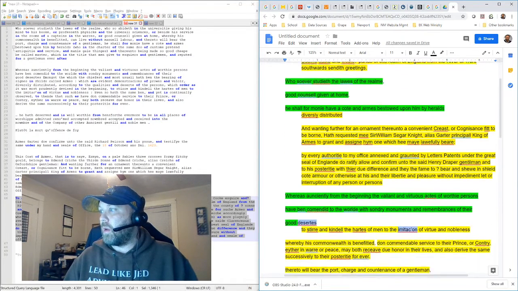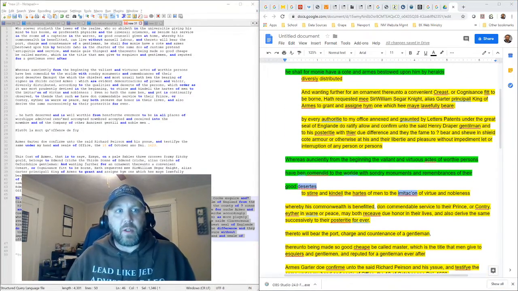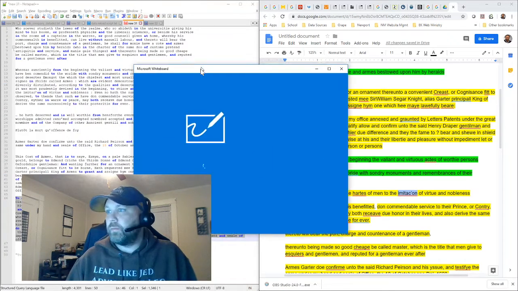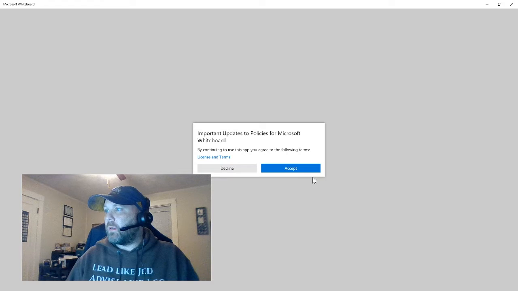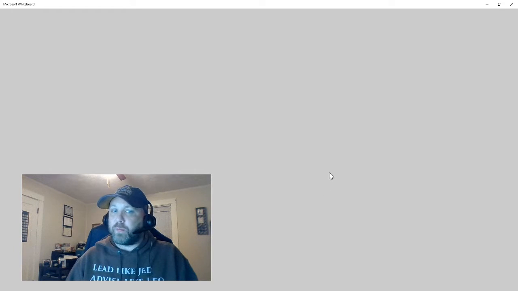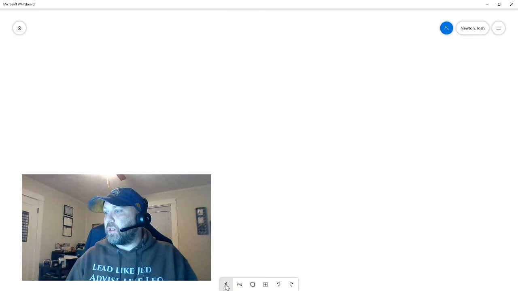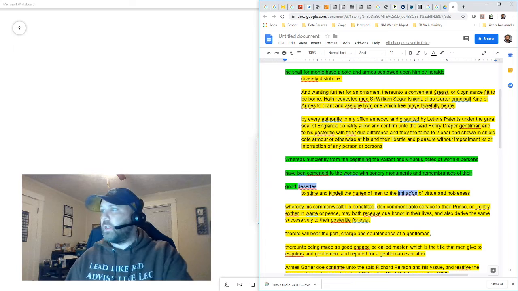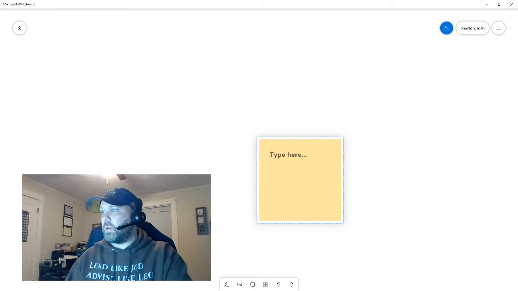So I've used some whiteboard type tools before. So for example, yeah, apparently I haven't used Microsoft Word whiteboard in a while. Okay, so what I want to do, I want to take all these chunks of text and put them into notes.